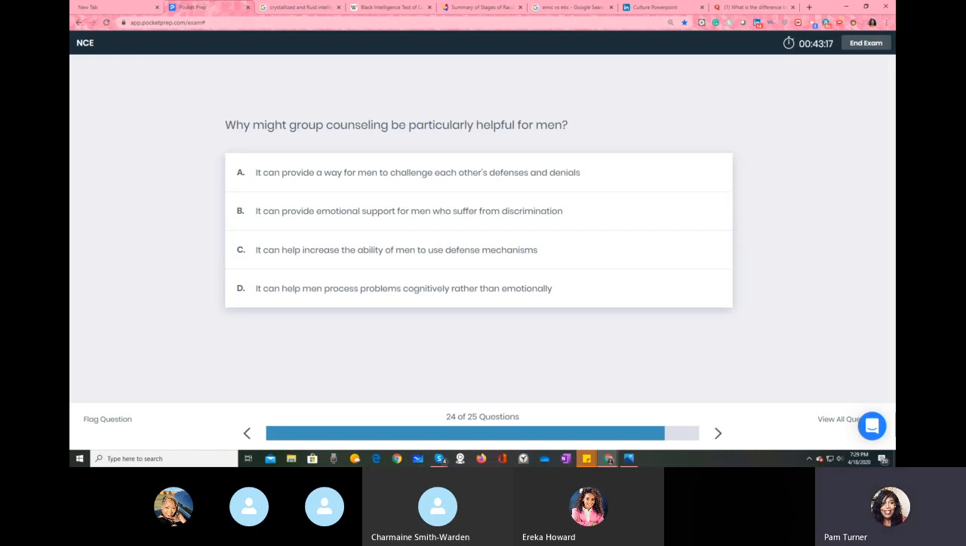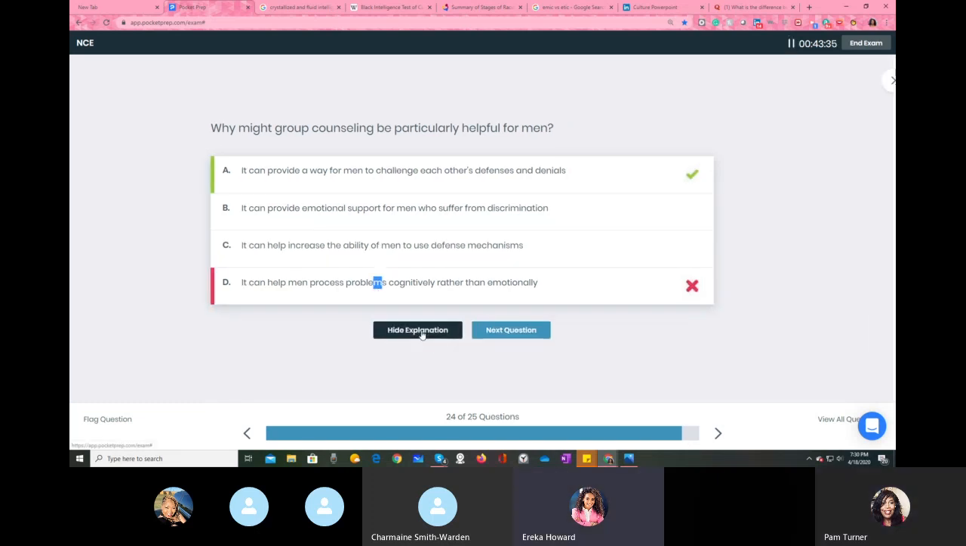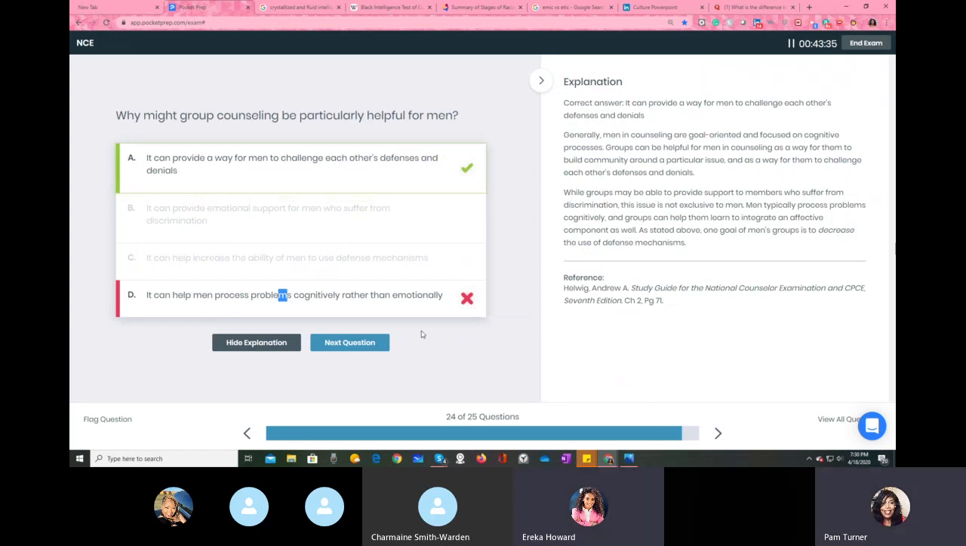What might group counseling be particularly helpful for men? What would men come to group counseling for? D. Men are always so, if you're with another man, you're more likely to open up than you are with a female. Okay? So I've got my defenses up. I'm the man. I'm supposed to protect the house, all that good stuff, and my own insecurities and all the things that I deal with. I'm more likely to share in a group with other men.